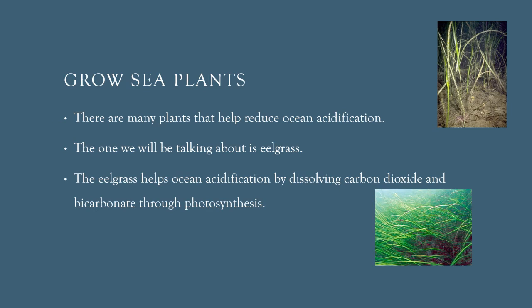Our first method is to grow sea plants. There are many plants that can help reduce ocean acidification. The one we'll be talking about is eelgrass. Eelgrass helps ocean acidification by dissolving carbon dioxide and bicarbonate through photosynthesis. And these two pictures show photos of eelgrass in the ocean.